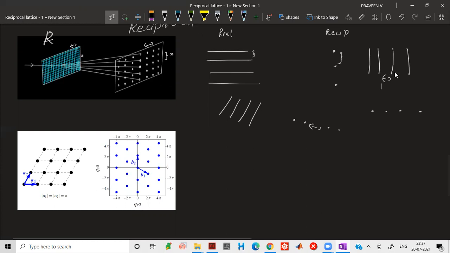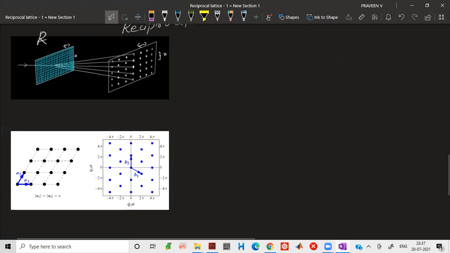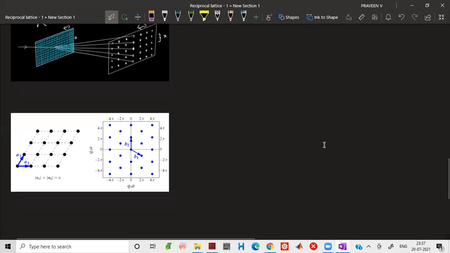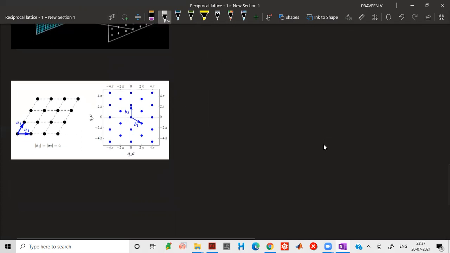So how do we say it mathematically? Say now we consider this particular set of real lattice. This is a real lattice, this is a real lattice, and this is a reciprocal lattice.